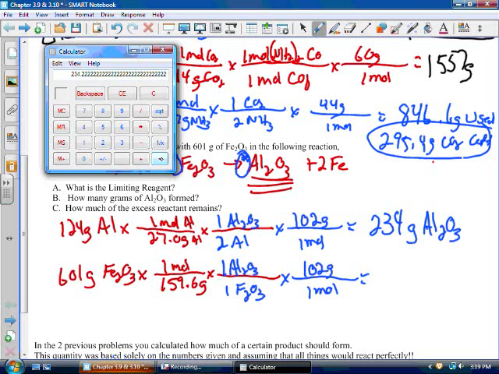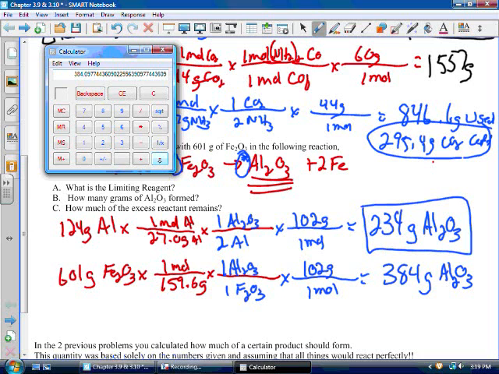If we're using the other number, 601 divided by 159.6 times 102, that tells me 384 grams of aluminum oxide would be produced from the iron 3 oxide. So when we look at those two answers, the one we choose as the answer to part B is the lower number. That is our answer to part B.